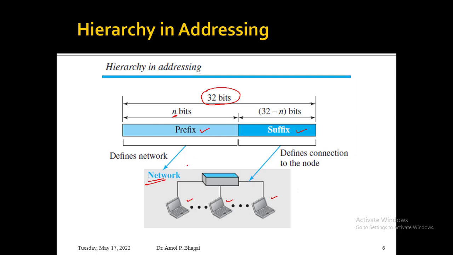So each network comprises numerous devices, right? In case of IP version 4 hierarchy, an IP version 4 address is divided into prefix and suffix. If the prefix is of n bits, the suffix will be of 32 minus n bits. This hierarchy is used to define the classful addressing in IP version 4. There are a total of 5 classes, that is class A, B, C, D and E, right?